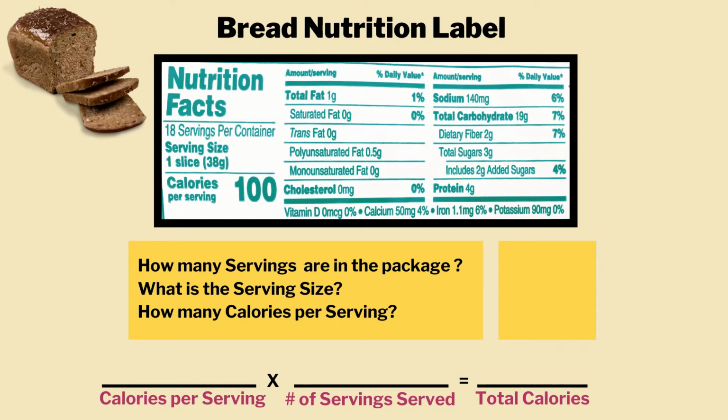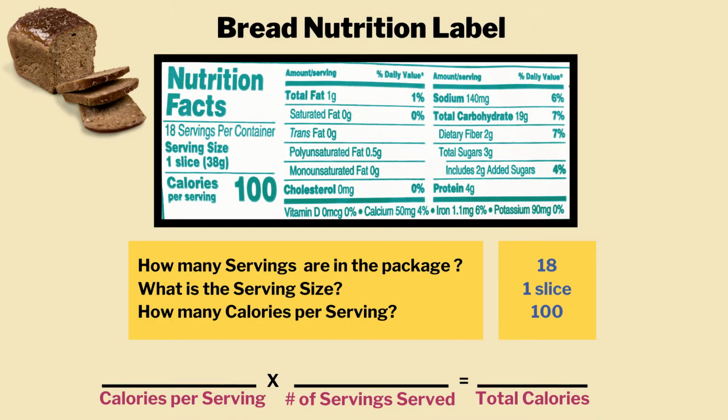Now that you're getting the hang of this, let's practice some more with the nutrition label on this bread package. How many servings per container do you see? That's correct, 18. What is the serving size? Yes, 1 slice of bread. How many calories in 1 serving? 100 calories. What if you were to eat 2 slices of bread? How many calories would you be eating then?